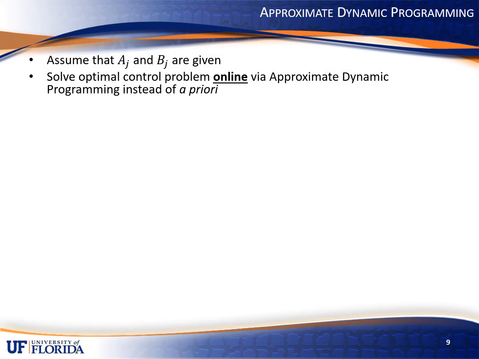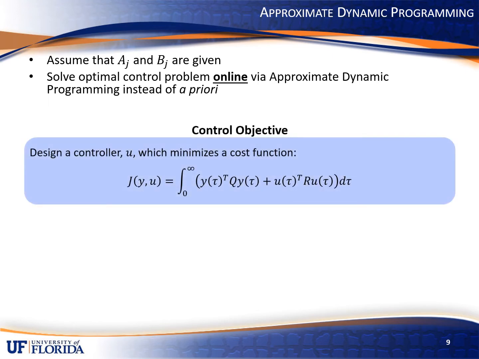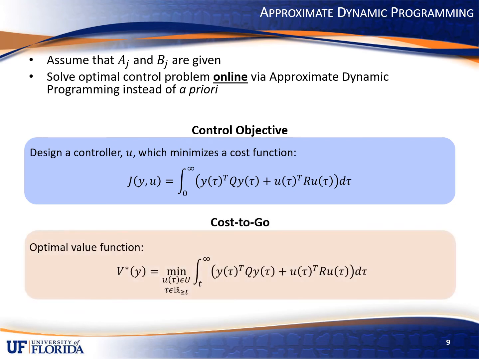But what can we do about it? Well, we can assume that the linearized dynamics are given, and instead of solving for all of the feedback gains offline, we can utilize approximate dynamic programming to solve the optimal control problems online, instead of solving a large number of them a priori. In general, when designing an optimal control policy, we want to minimize the infinite horizon cost function J, which can be more generally embedded as the infinite horizon cost-to-go problem.